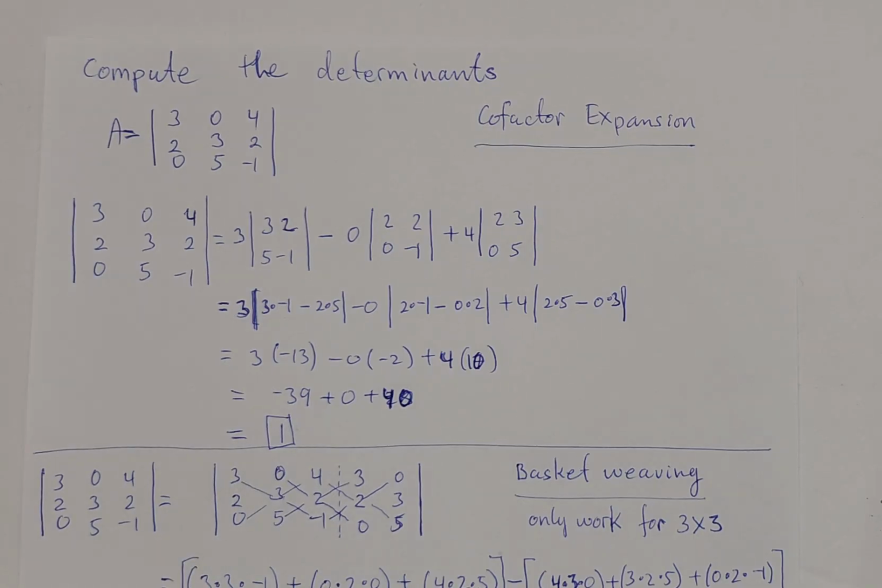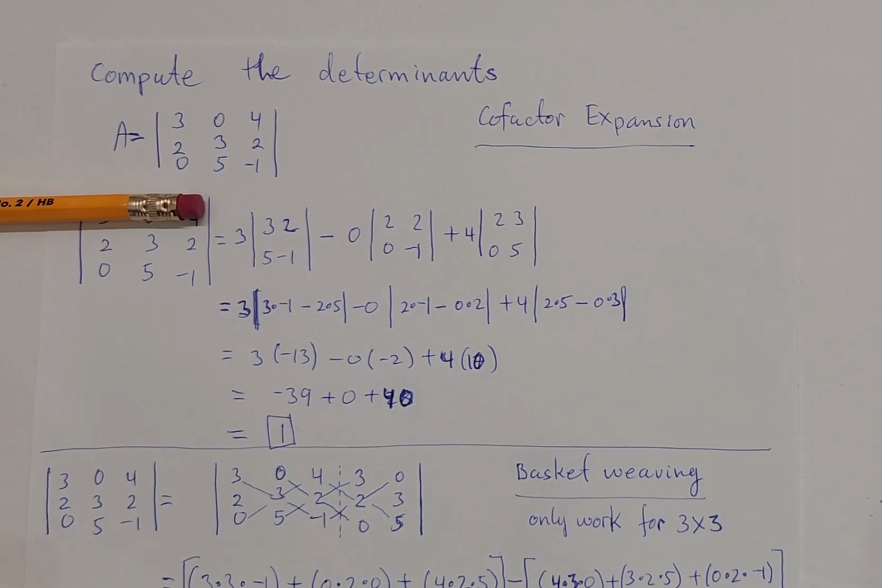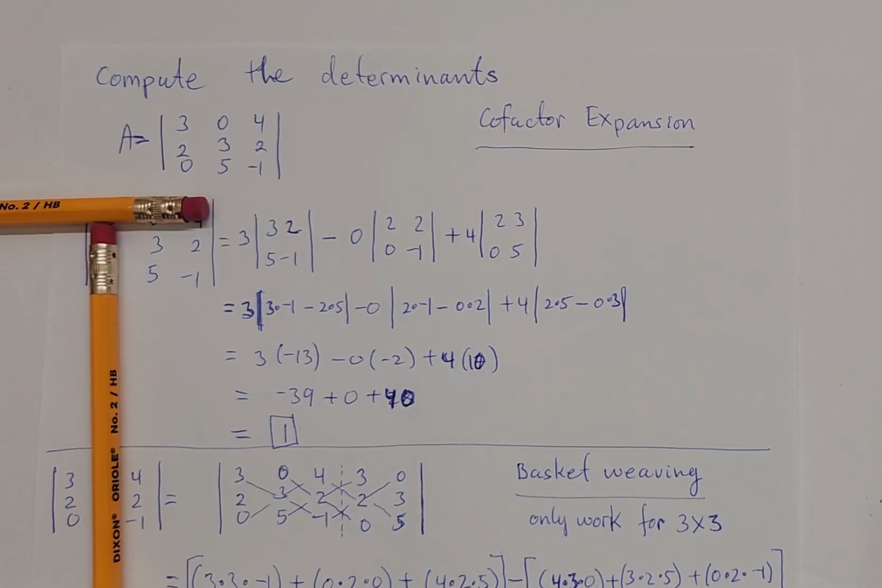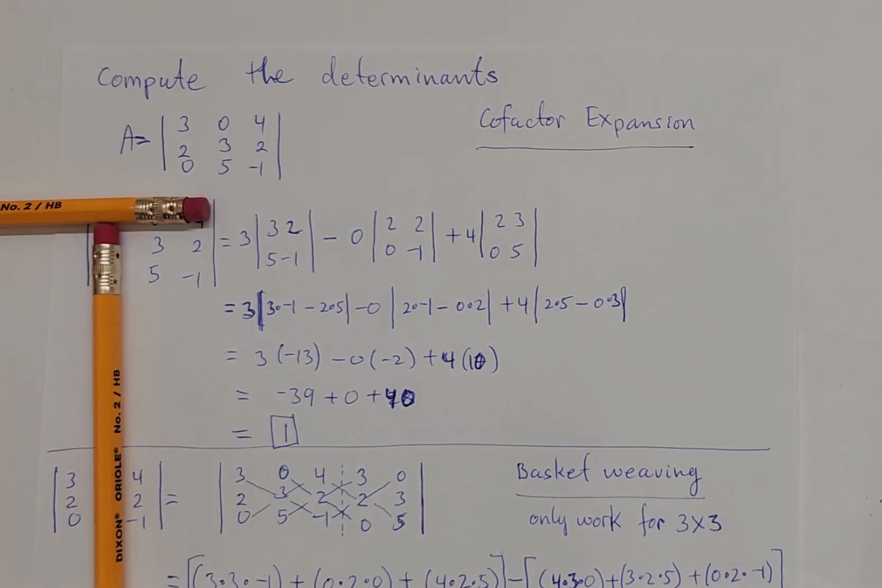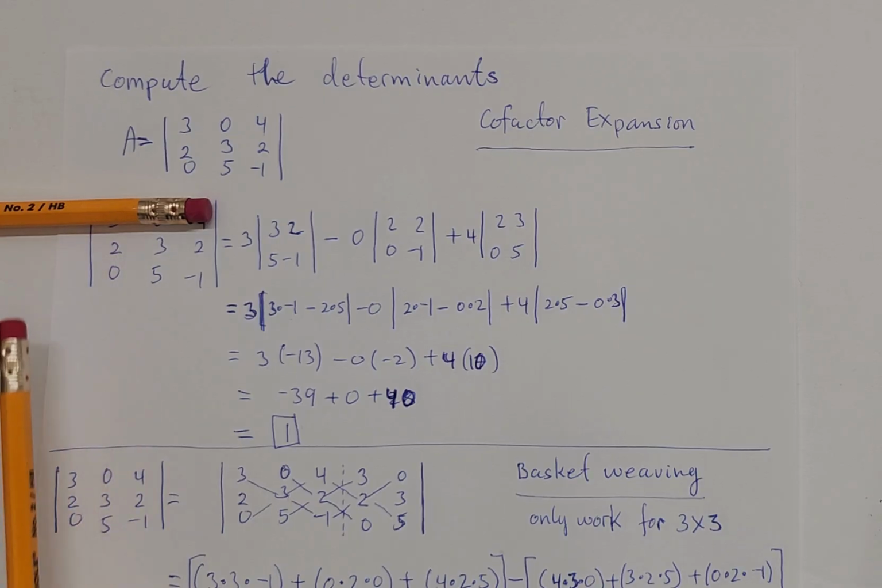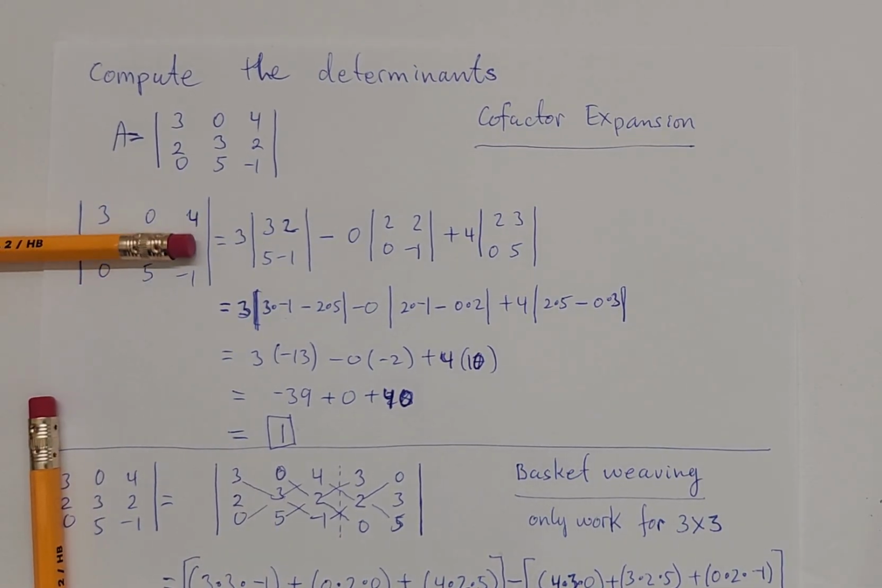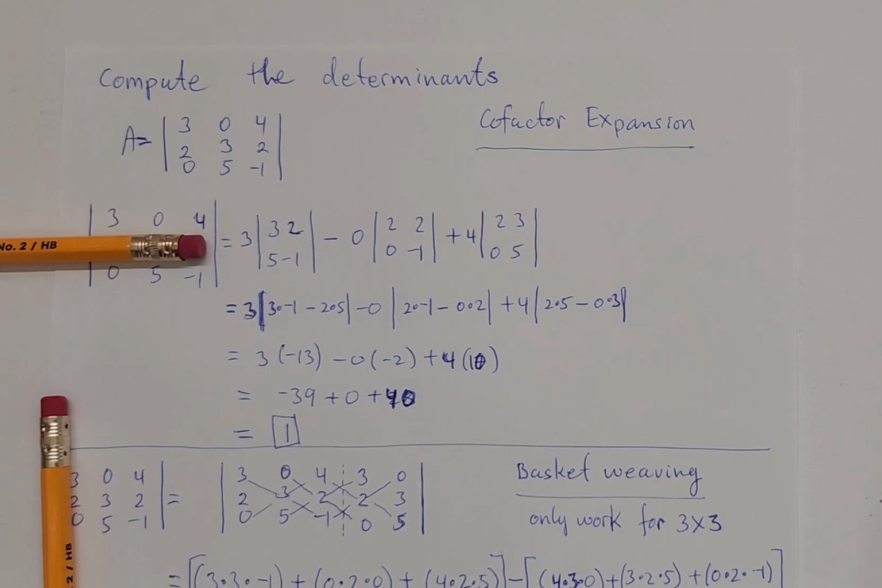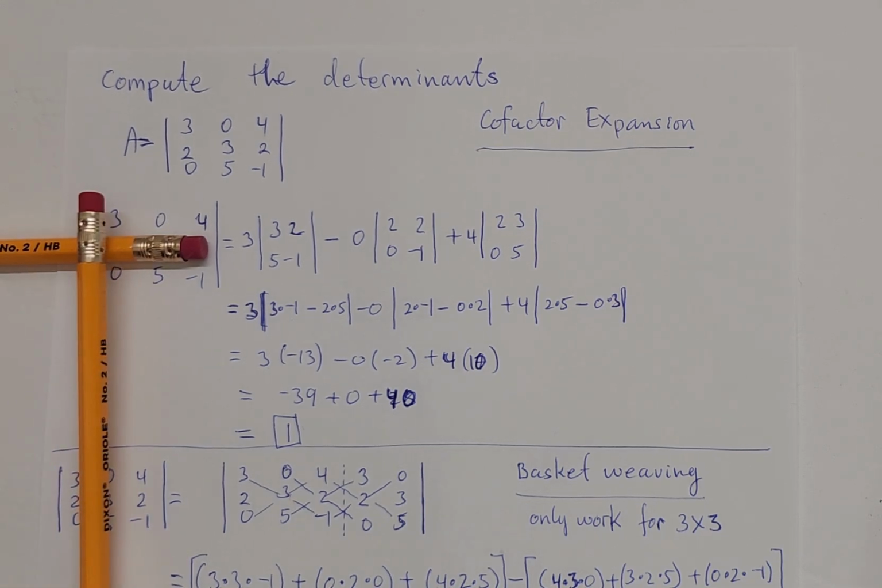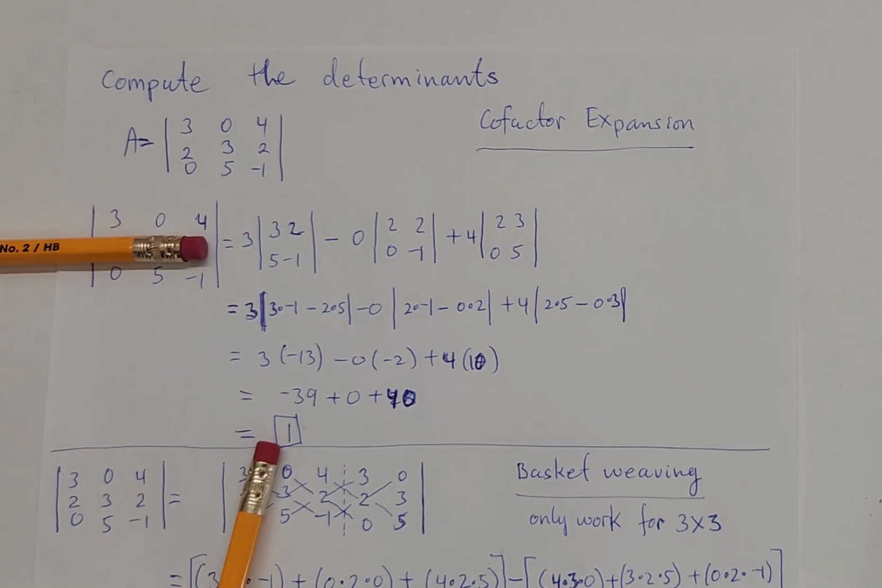Now, what I did here is I used row 1, column 1. Technically, you can use any row, any column. It will be the same outcome. One more time, if I do row 2, column 1, it will still come out the same result, which is positive 1.